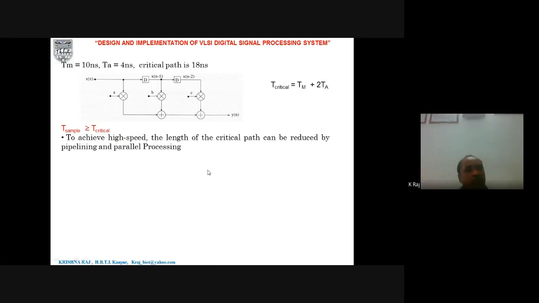In order to get high speed, the length of the critical path can be reduced by pipelining and parallel processing. Now say we are interested in pipelining. In order to get the pipelining, as we have discussed, we will introduce the energy storing devices in between the critical paths, between the input and output, or between the input and energy storing devices, or between energy storing devices, or from energy storing devices to the output.